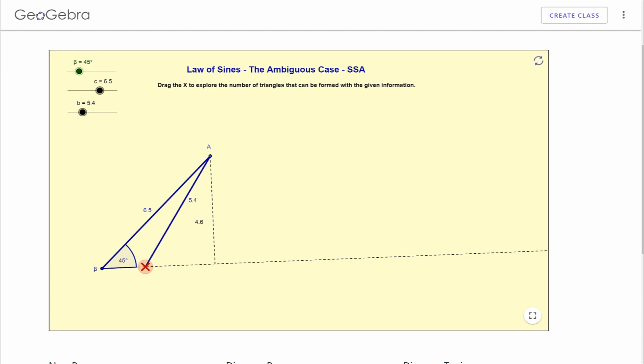Again, it's meant to be kind of a quick visual as to why sometimes you don't have a triangle, sometimes you have one triangle, and sometimes you have two. By the way, I did not create this visual. This was generously shared on the GeoGebra website, and I'm using it. So I did not create this, by the way.